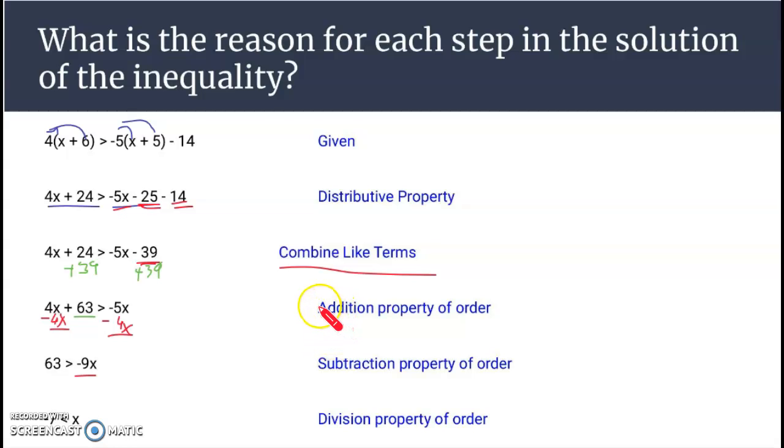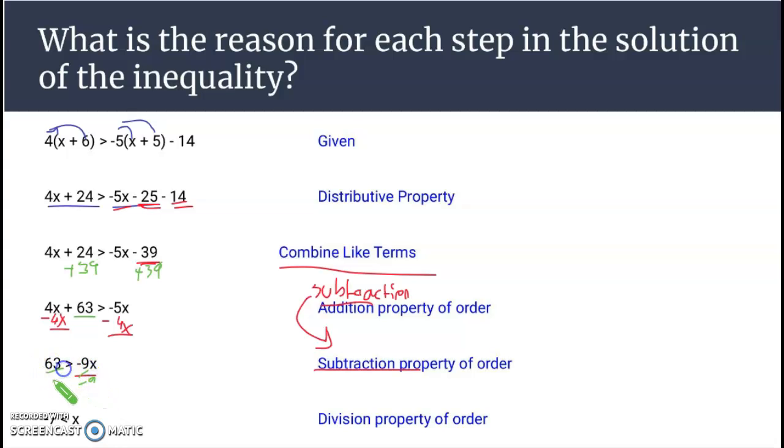I think that was actually, this should have been subtraction. Yeah, this is the subtraction property of order. I'm just a little bit out of order there. There we go.